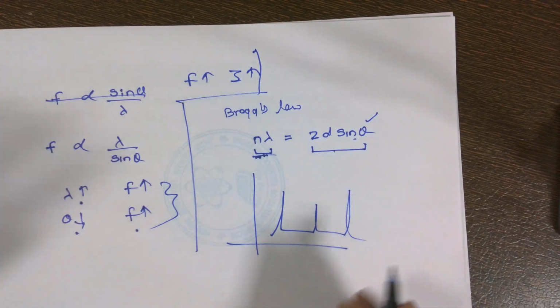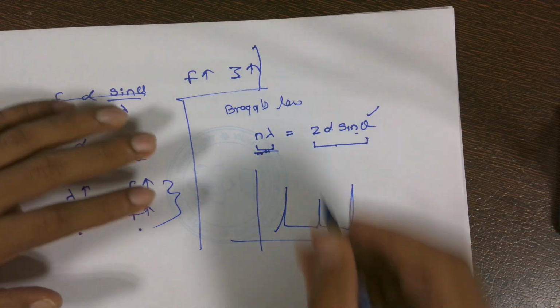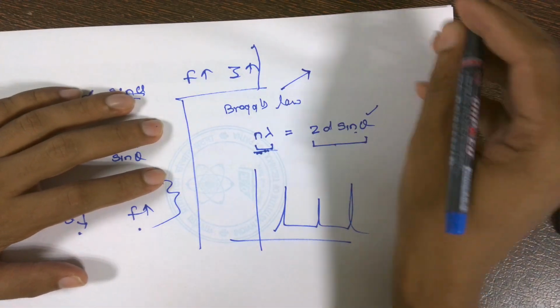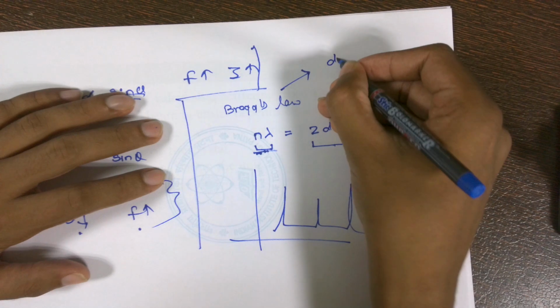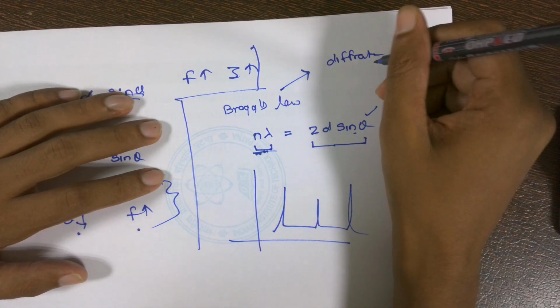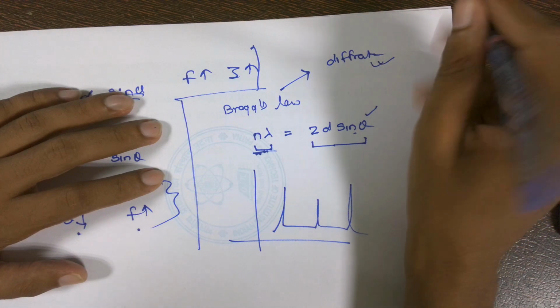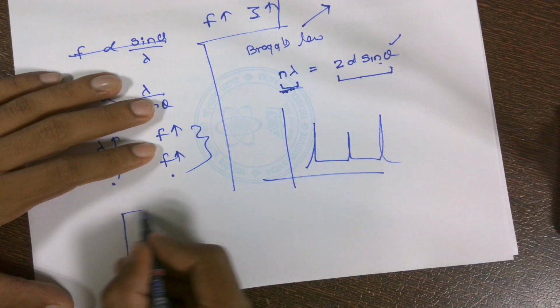Okay, so the thing is that Bragg's law will say that diffraction is occurring, but will this diffraction have certain intensity also or not? Sometimes it happens that, see, let's talk about the simple cubic.